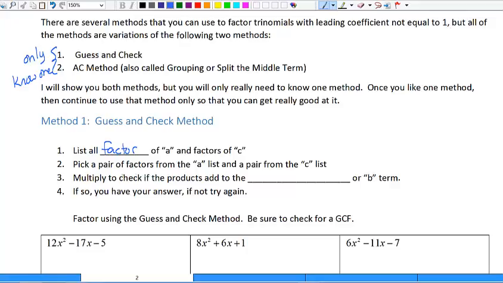So next I want you to pick a pair of factors from the A list and pick a pair of factors from the C list. And we're going to multiply to check to see if those products actually do add up to be the middle term, or sometimes we call that the B term. If so, then you have your answer. And if not, well, you just got to try again. That's why this is called guess and check. Clearly, if you're guessing, you might not get it right on the first try. Lastly, you need to make sure you're checking for a GCF.